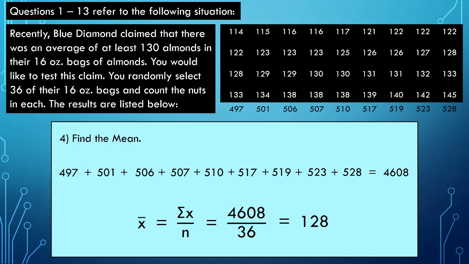I promise you, I will give you a nice mean, because at some point we're going to have to find the standard deviation. If you have a decimal mean, then that standard deviation calculation becomes a horrible thing to do. So I will give you a whole number mean. If you find a mean that's not a whole number, you made a mistake. Go back and figure out where you messed up. So 128 is the answer to question number 4. What else have we done? Well, number 5.